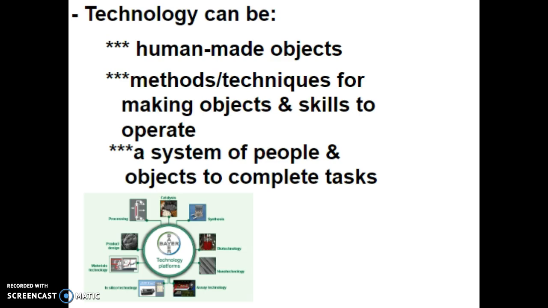Technology can be human-made objects, of course, like the iPad. Can also be methods or techniques used for making objects and the skills to operate those methods or techniques. Technology can also be a system of people and objects to complete a task. So the umbrella of technology really opens up to a lot of different things that aren't just necessarily something that can be plugged into a wall.